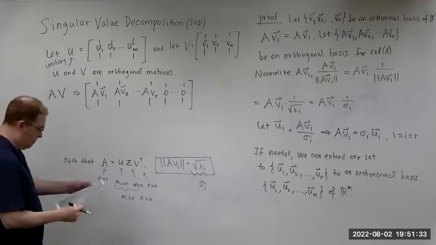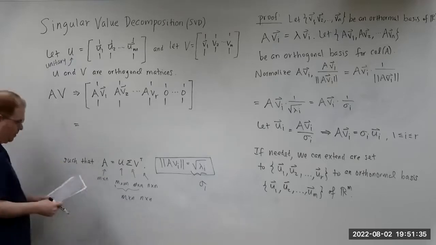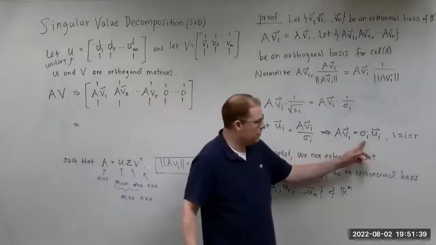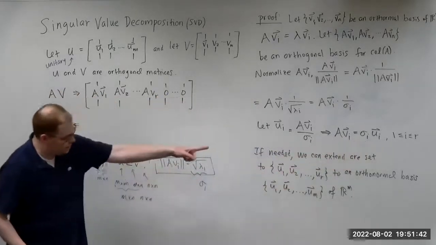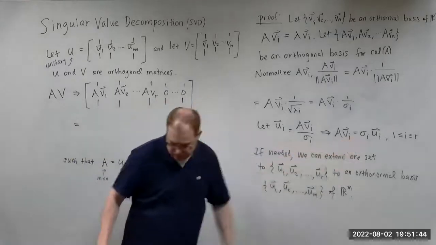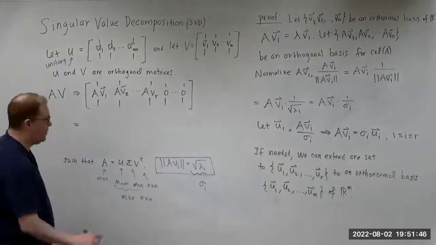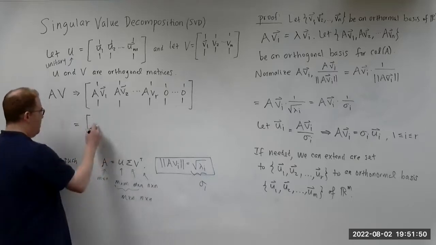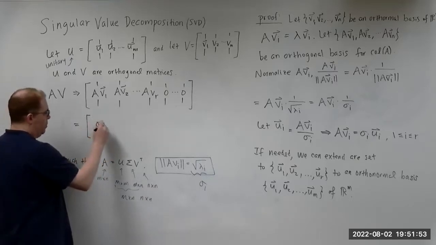And so going back here now, we have A times V equal to sigma I times U of I. Okay, so let's expand on that. That is going to be sigma one times U one.